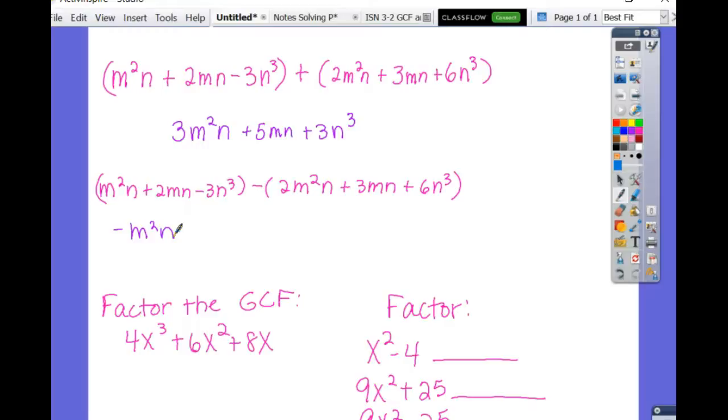2mn minus 3mn. So 2 minus 3 is negative mn. And then negative 3n to the third minus 6n to the third. So minus 3 minus 6 gives you negative 9n cubed.